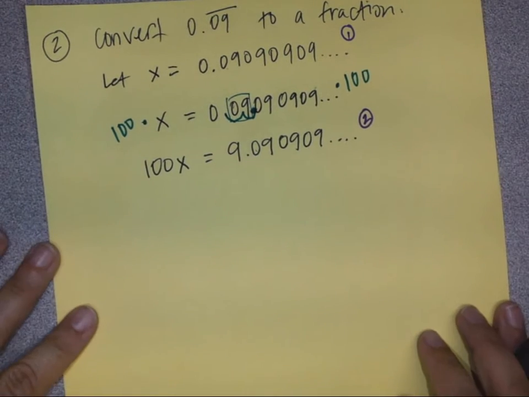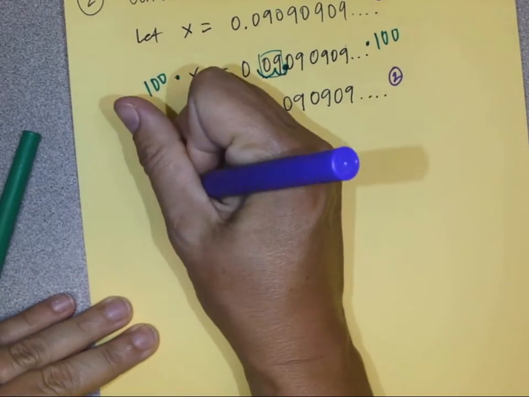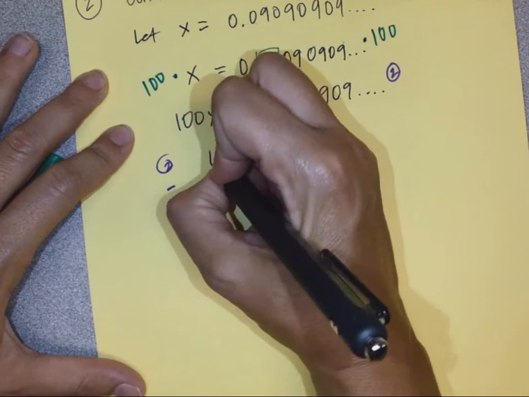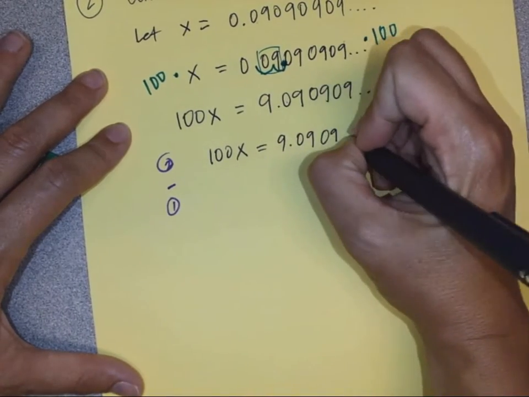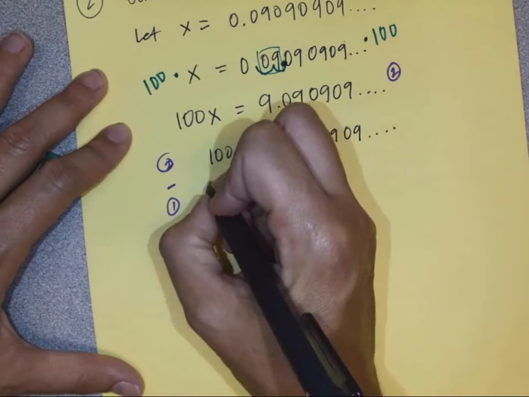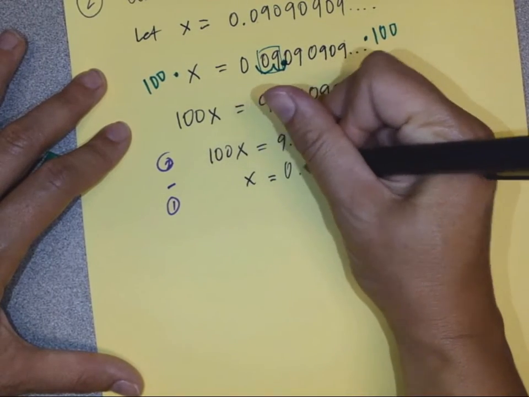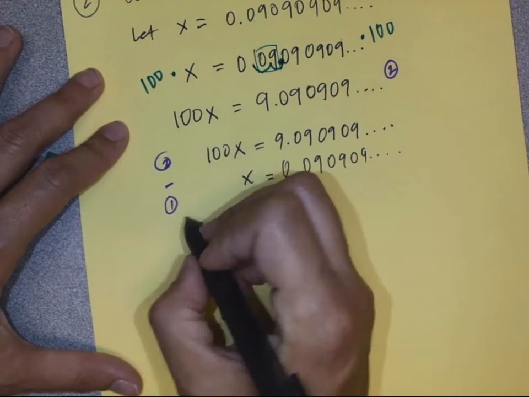Okay. And then now, step 3, I want to do equation number 2 minus equation number 1. So equation number 2 is 100x equals 9.090909, so on and so forth, minus x equals 0.090909, so on and so forth.